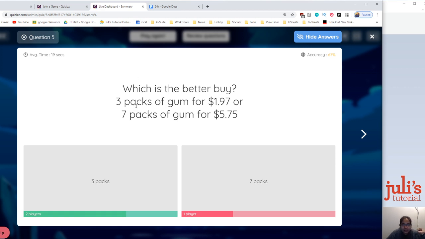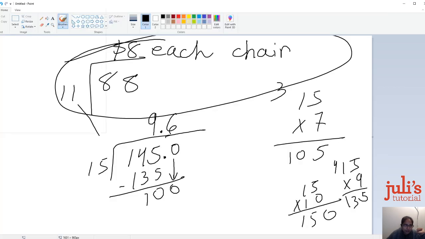Which is the better buy? 3 packs of gum for $1.97 or 7 packs of gum for $5.75? So it's obviously going to be 3 packs for $1.97 because it's going to cost less. Let me show you.